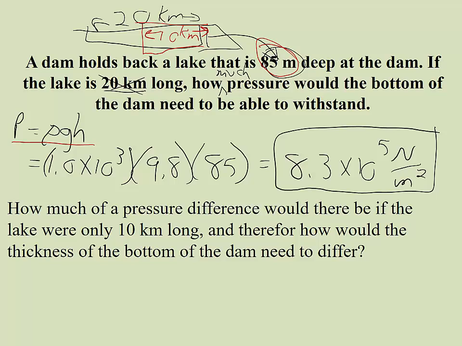So because the depth of the lake is still the same, there is no pressure difference, and the thickness at the bottom of the dam would still need to be the same, whether your lake is 20 kilometers long or 10 kilometers long.